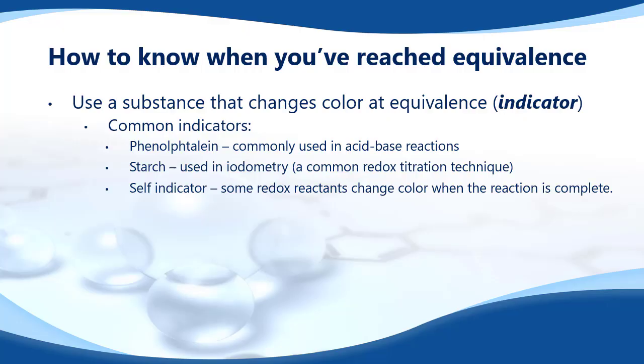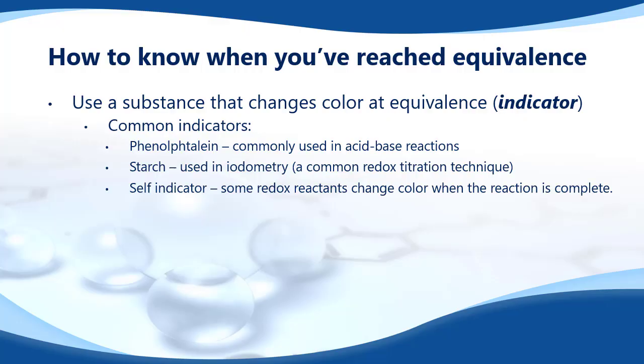The other thing you can do, and this is really common amongst some redox reactions involving transition metals, is you have what's called a self-indicator. What this means is that one of the reactants will change color once you reach the equivalence point, and you just wait for that color change. Right, so this is the most common way that you're going to work with reaching equivalence.